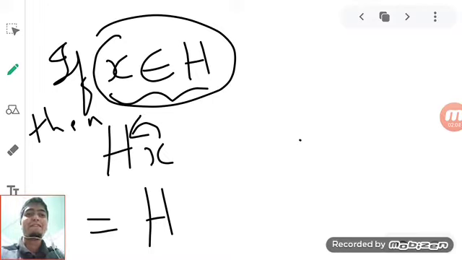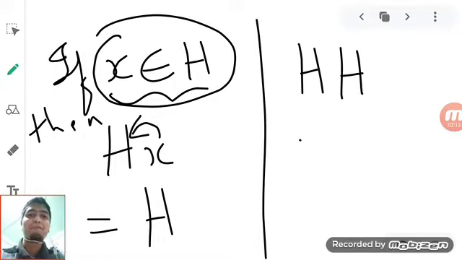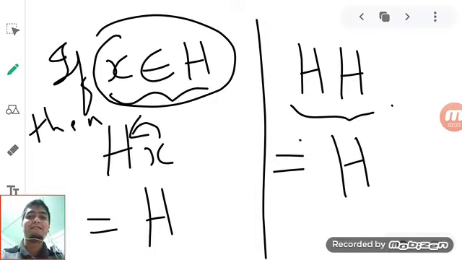And this works not only for small letters, it even works for big letters. What I mean by that, even if H is a subgroup and H occurs together like this, they can be combined to form only one single H. So the idea is the same. Again, I won't be doing the proof for this because you have already done it in the previous semester.